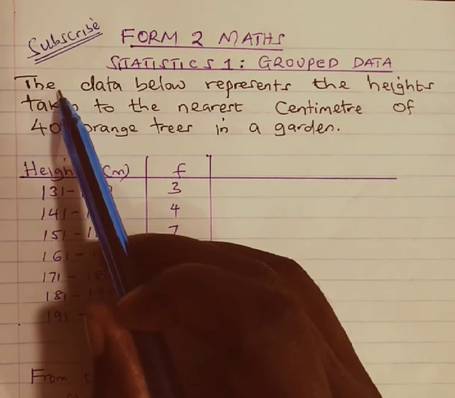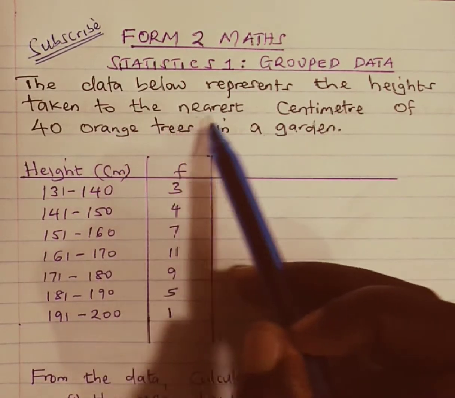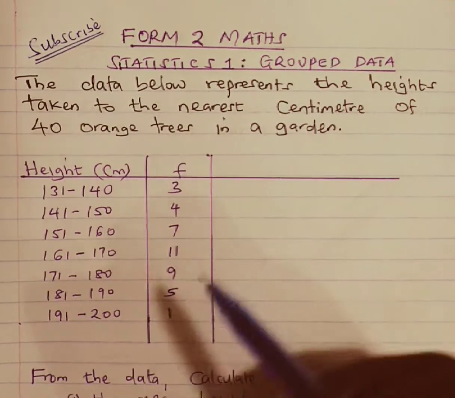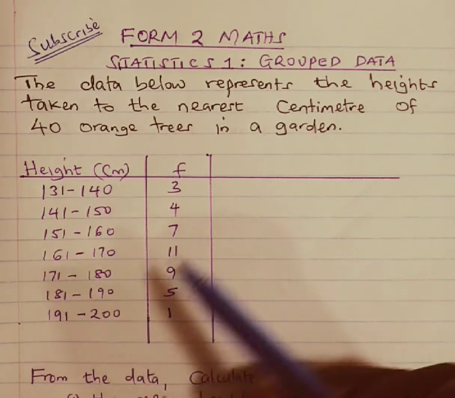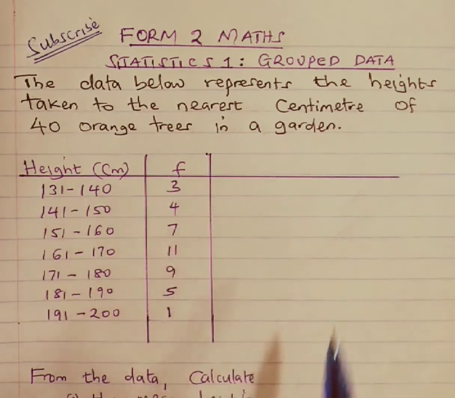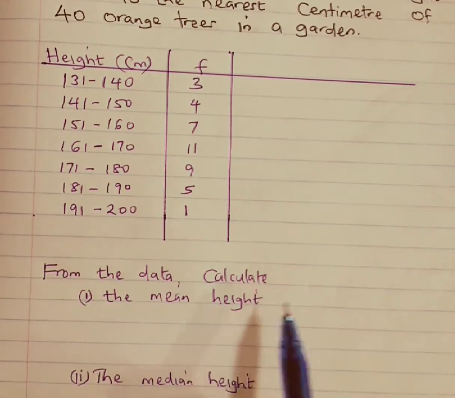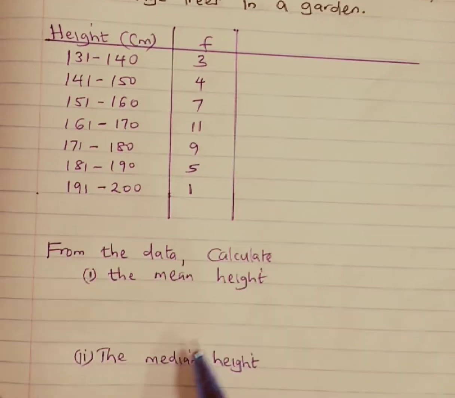The question reads, the data below represents the heights taken to the nearest centimeter of 40 orange trees in a garden. We have been given the range of the heights together with their frequency, and we are supposed to calculate the mean height and also the median.